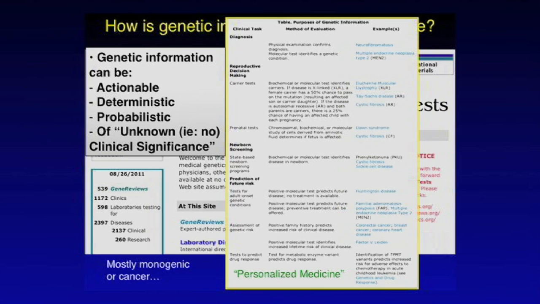Then it gets a little bit more murky down here, prediction of future risk. We talked a little bit about tests to predict drug response. I think that's certainly useful for medicine. Then there are tests for adult onset genetic conditions, things like Huntington's disease. Again, there get to be ethical questions about this. You could test for Huntington's disease in a young person and see the genetic variation that would lead to it. But if you can't actually do anything about that, what is the value of that information other than to create a burden for the person?